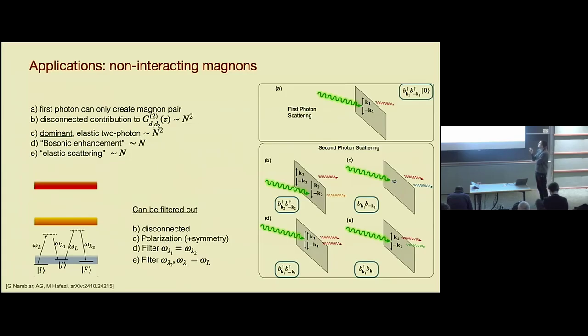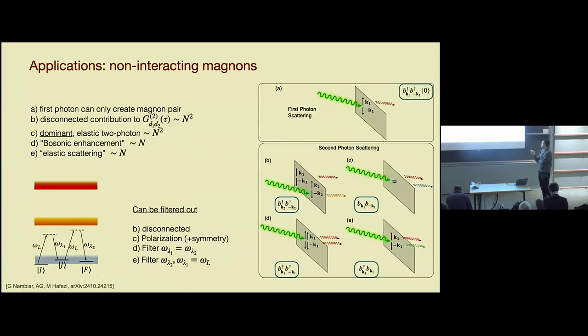Then there is another option, that the second incoming photon annihilates the first magnon pair, and actually this contribution turns out to be the dominant contribution to the G2 function, which is a connected one. And finally, both of these first contributions scale as unsquared.